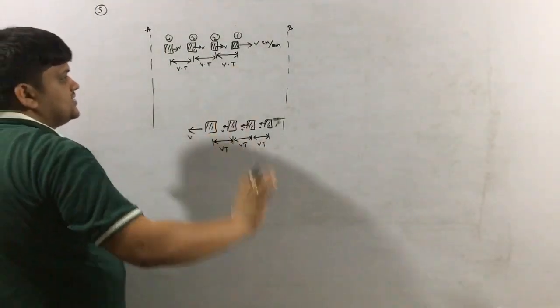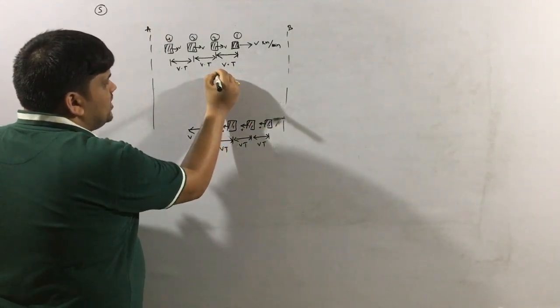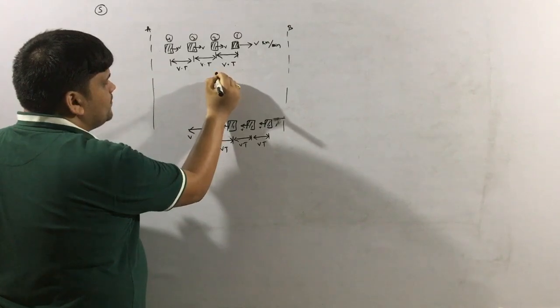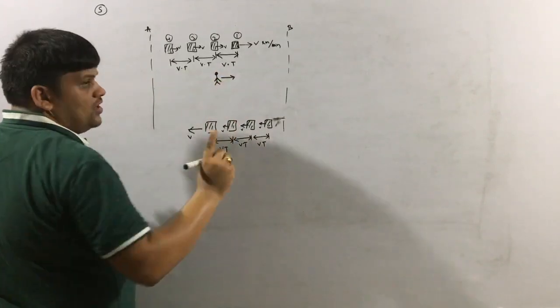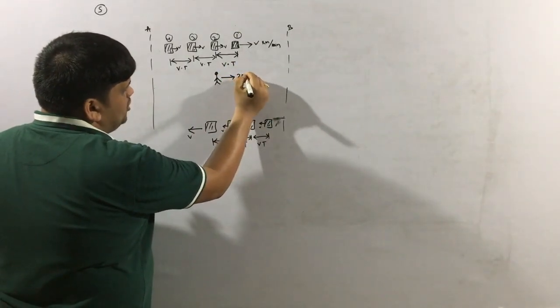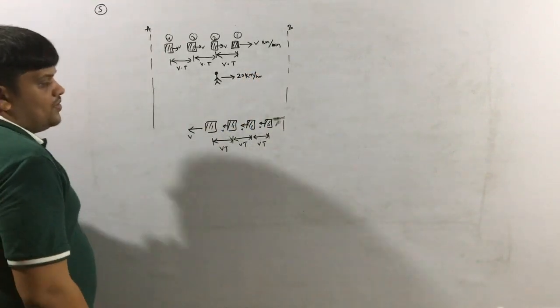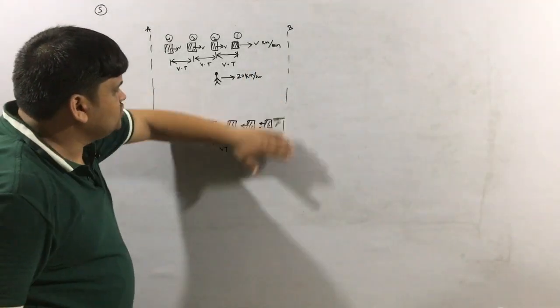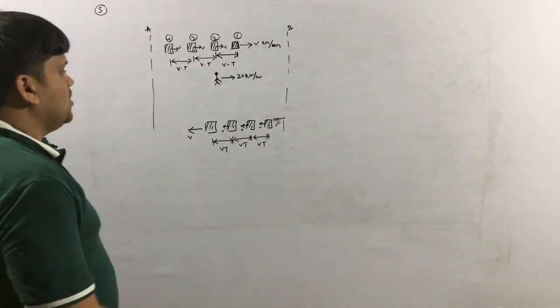Now, there is a cyclist. Let the cyclist be somewhere here, and he is moving from A to B. Only one cyclist is there, moving from A to B with a speed of 20 kilometer per hour. For some instant, forget about these buses, and only see the cyclist and the bus.